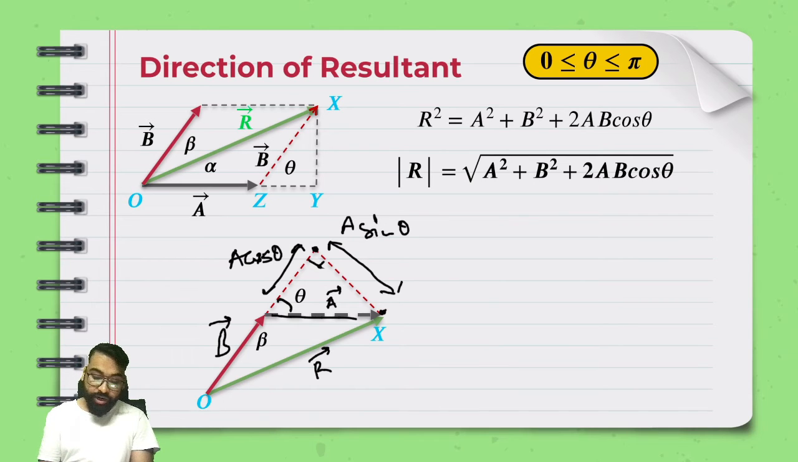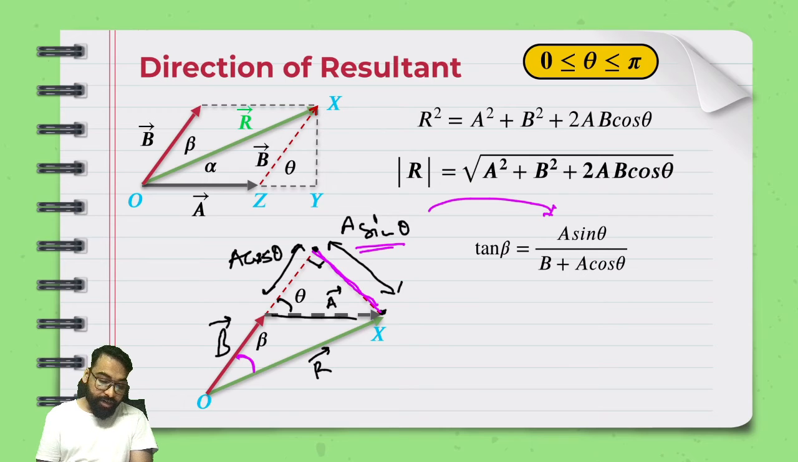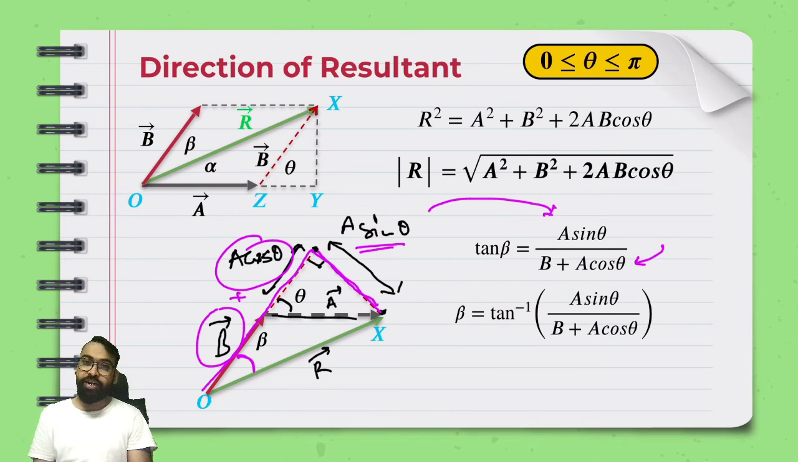What's the next thing that you can do? You can say that now tan beta means if I take this triangle, tan of beta, that is this angle, is perpendicular, that is A sin theta divided by base. Base would be B plus A cos theta, that is written over here. So now you can get beta as tan inverse of A sin theta divided by B plus A cos theta. So you can get any angle.